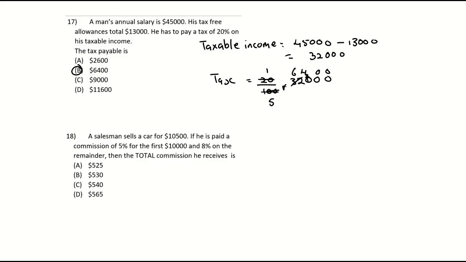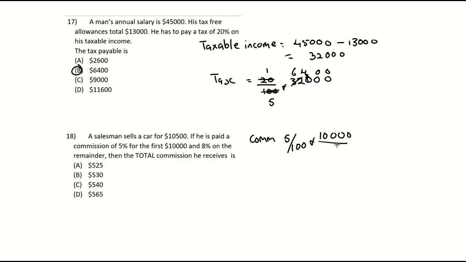Right? A salesman sells a car for 10,500. If he's paid a commission of 5% for the first 10,000 and 8% for the remainder, then his total commission is. So let's find the commission. His commission for the 5% is 5% of the 10,000.